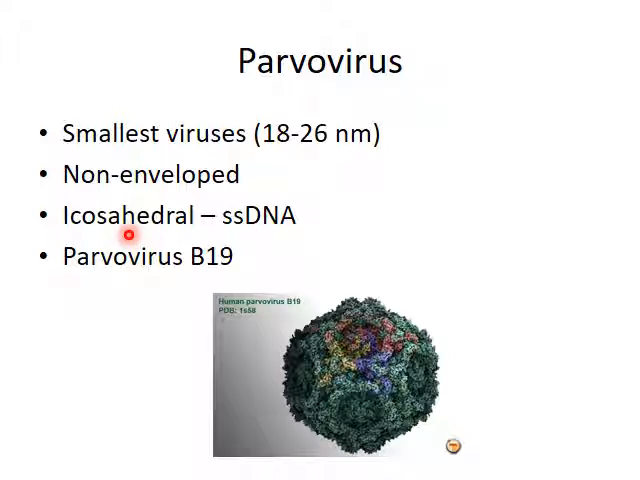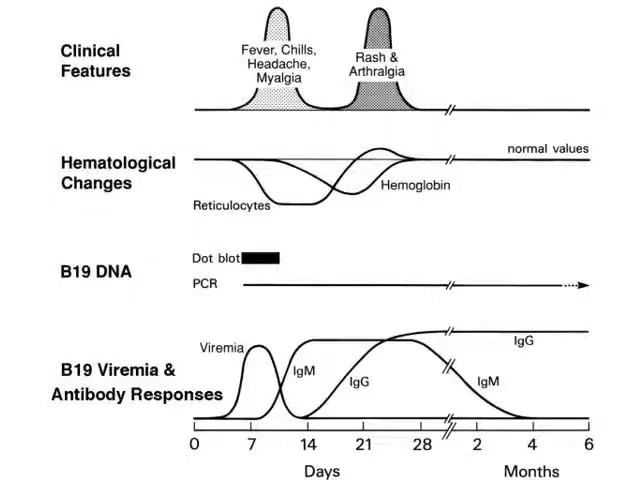Now, among all the human parvoviruses, the most pathogenic is Parvovirus B19, and we shall cover its pathogenesis and manifestations. If we see the clinical features of Parvovirus B19, in the initial phase the features are fever, chills, headache, myalgia, which are then followed by clinical features like rash and arthralgia.